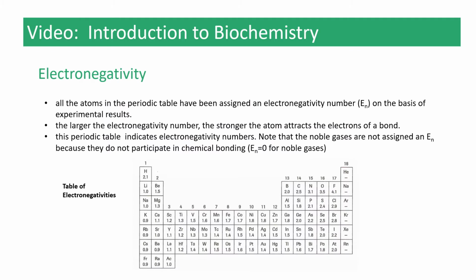Electronegativity. All the atoms in the periodic table have been assigned an electronegativity number on the basis of experimental results. The larger the electronegativity number, the stronger the atom attracts the electrons of a bond. This periodic table indicates electronegativity numbers. Note that the noble gases are not assigned an electronegativity number because they do not participate in chemical bonding.